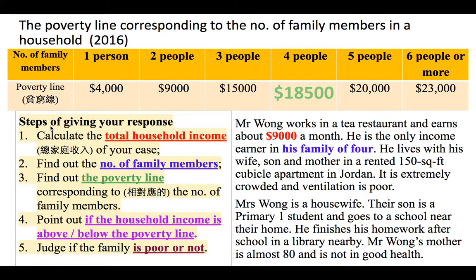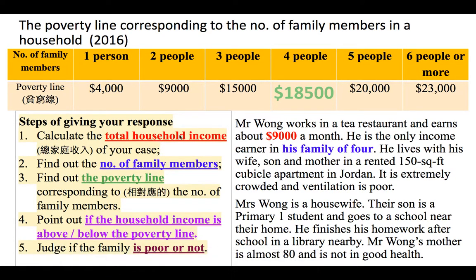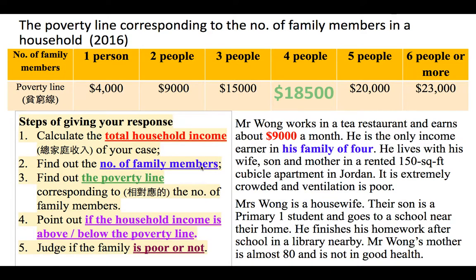All right, let's go through the steps together again. Number 1, total household income. Because in this family, only Mr. Wong is working, the total household income should be 9,000. Number 2, number of family members. As I've just mentioned, he is in a family of 4, so he has 4 family members. What about number 3, the poverty line? As I've just mentioned, the poverty line is 18,500. So, the poverty line of 4 people should be 18,500.